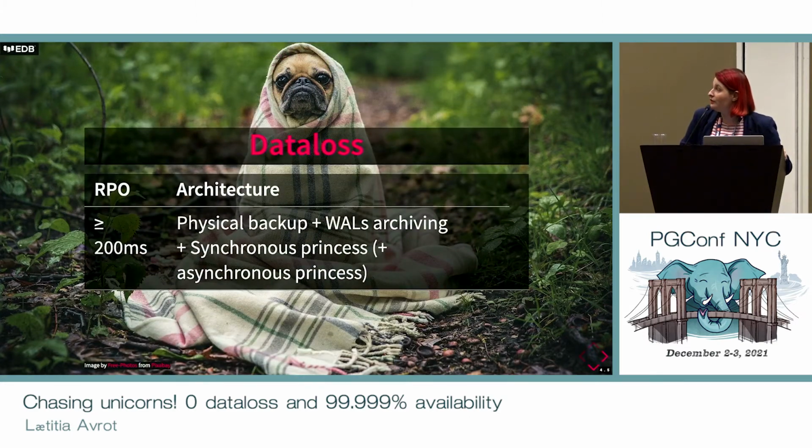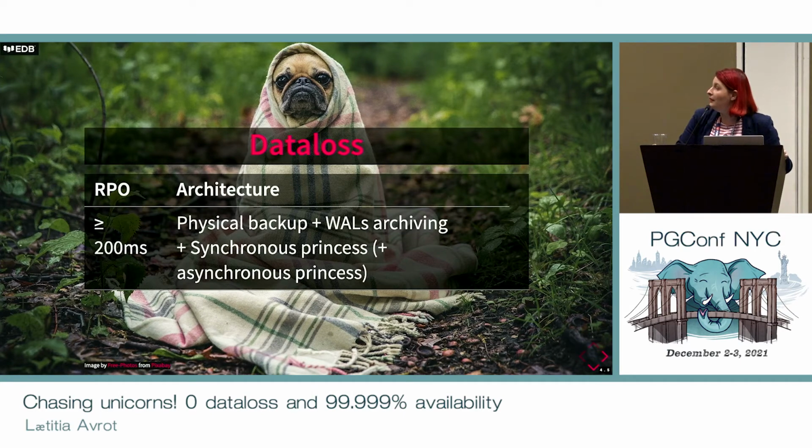When you want to reduce the data loss below 200 milliseconds, as I said, that's typically the lag between a queen and a princess, then you can rely on a synchronous princess. But you see that in parentheses, I added an asynchronous princess. I have never seen a setup with only a synchronous princess.